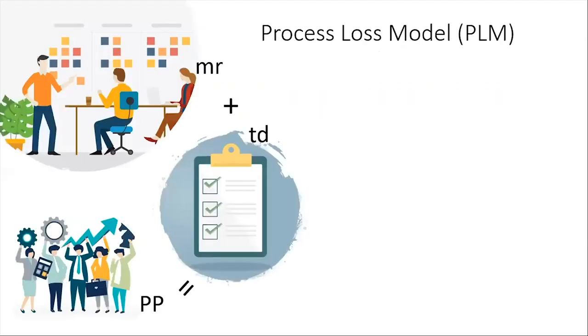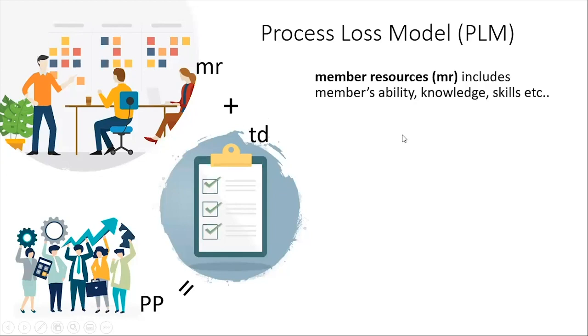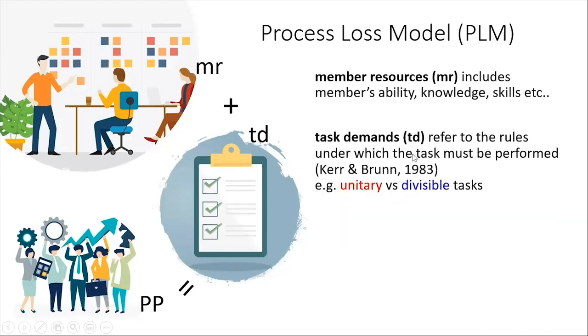Example, truth wins. Now, applying Steiner's 1972 process loss model to the group dynamic, we talk about member resources, MR, plus task designs, TD, equaling potential productivity. So MR refers to members' abilities, knowledge, skills. TD refers to the rules under which a task must be performed, whether unitary or divisible. And we then get an equation being born called MR plus TD equals potential productivity, PP.